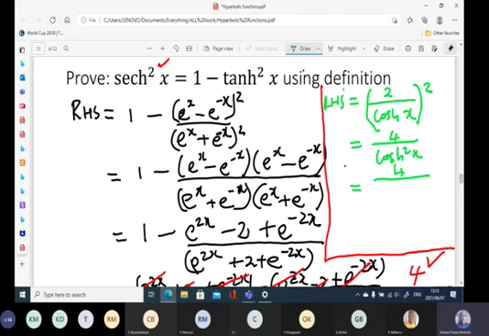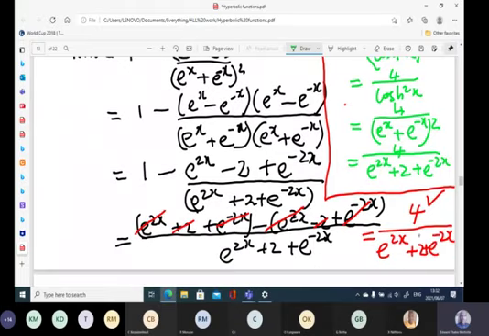The second one is 1 over cosh. So let's see how we expand this. Here we're going to have, I think I'm on the right track, it's just that I stopped. So e to the power x plus e to the power minus x, squared. So you expand this, this is 4 over e to the power 2x plus 2 plus e to the power minus 2x. Now you can compare if the left hand side is equal to the right hand side.